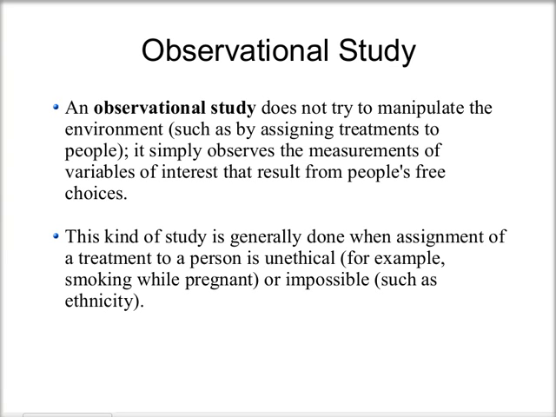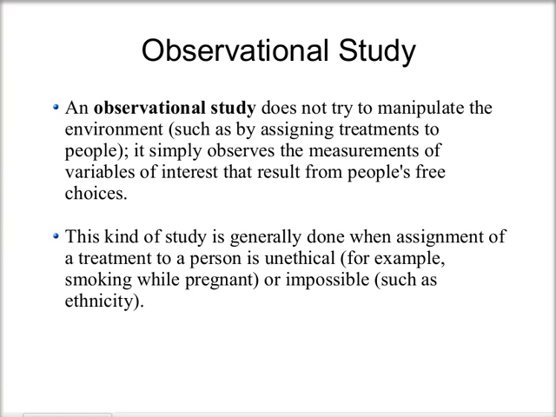Well, this kind of study is generally done when assignment of a treatment to a person is unethical. For example, you can't ask pregnant women to smoke because that's unethical, but some pregnant women do smoke by choice, so you can use an observational study to study the differences between pregnant women who do smoke and pregnant women who don't.